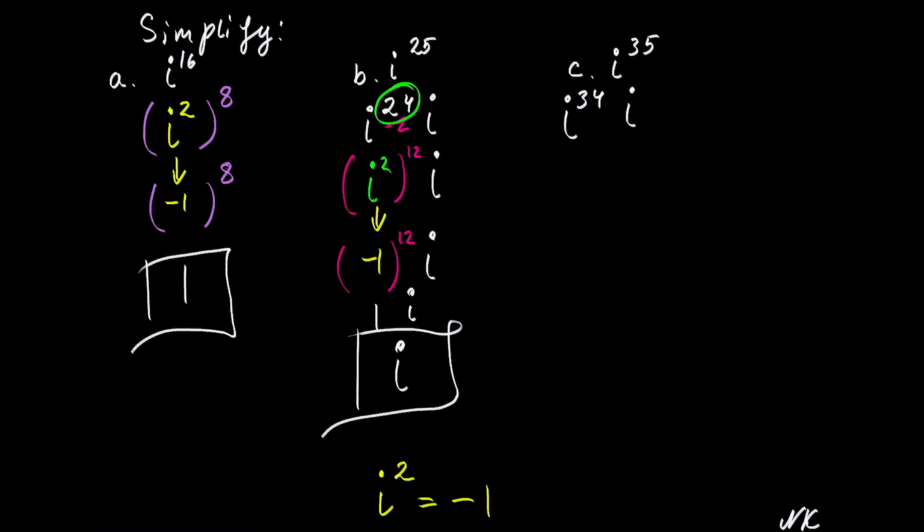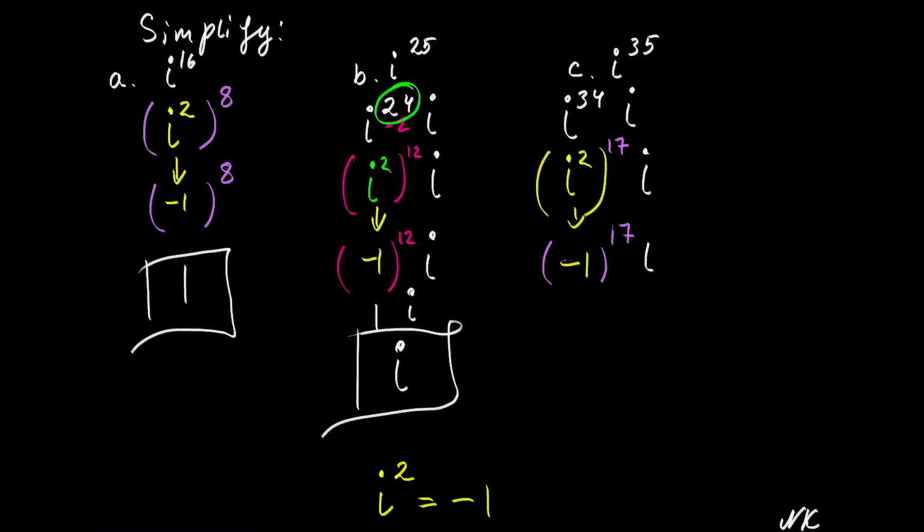We can rewrite i to the 34th as i to the second raised to the 34 divided by 2, which gives us 17, and 2 times 17 gives us 34, times one more factor of i gives us 35 powers of i. On this step let's rewrite i to the second as -1, so we get -1 raised to the 17th power times i.